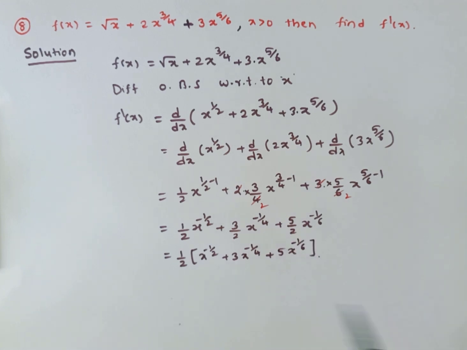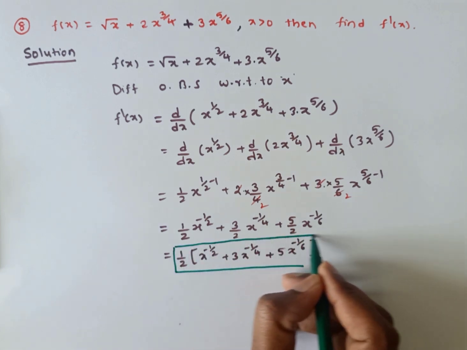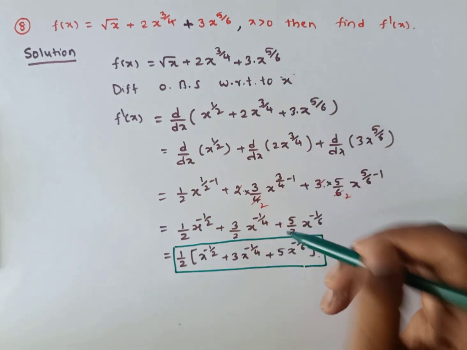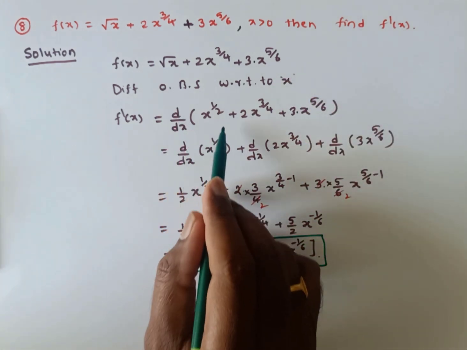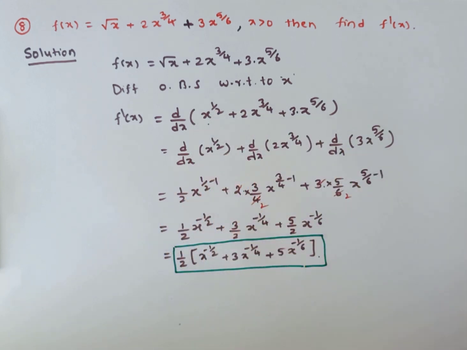If we practice more and more problems, you can directly write the last step. See, like it is x to the power of 1 by 2, so 1 by 2 into x to the power of minus 1 by 2, then 2 into 3 by 4 into x to the power of 3 by 4 minus 1, and so on. So directly you can express it.